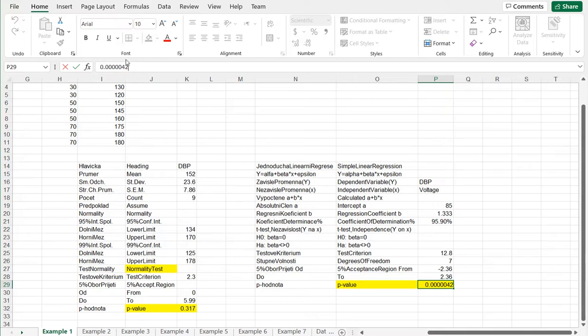Now, what does that mean? What does it mean when the p-value is less than 0.05? That's a question for you. Tick tock, tick tock. It means that we reject the null hypothesis. Less than 0.05, reject the null hypothesis.